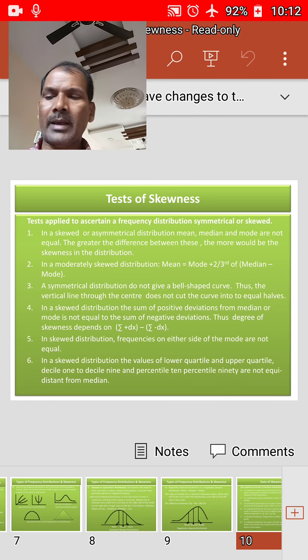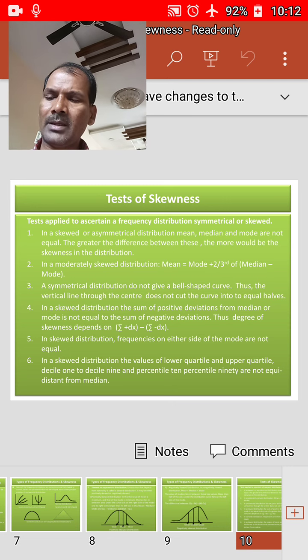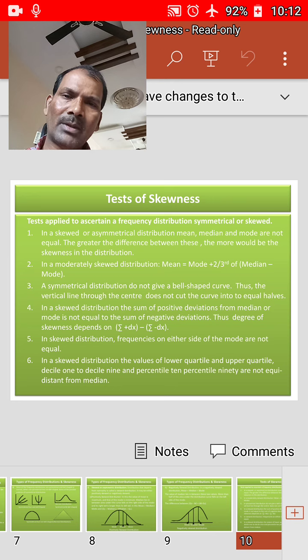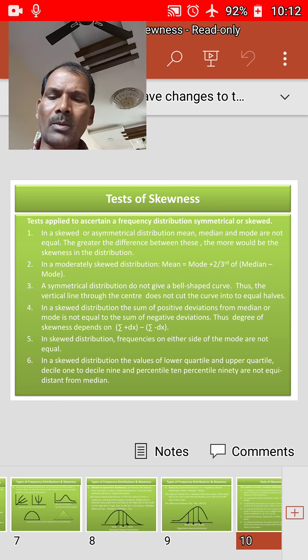Third, the data of any asymmetrical distribution, when plotted on graph paper, does not give a bell-shaped curve. If you find a bell-shaped curve, that is not a skewed one. When it won't give a bell-shaped curve, that means it is a skewed distribution. That confirms that it is skewed. The vertical line through the center does not cut the curve into two equal halves. That means it is not bell-shaped, and you are not in a position to cut it into two equal halves, right?